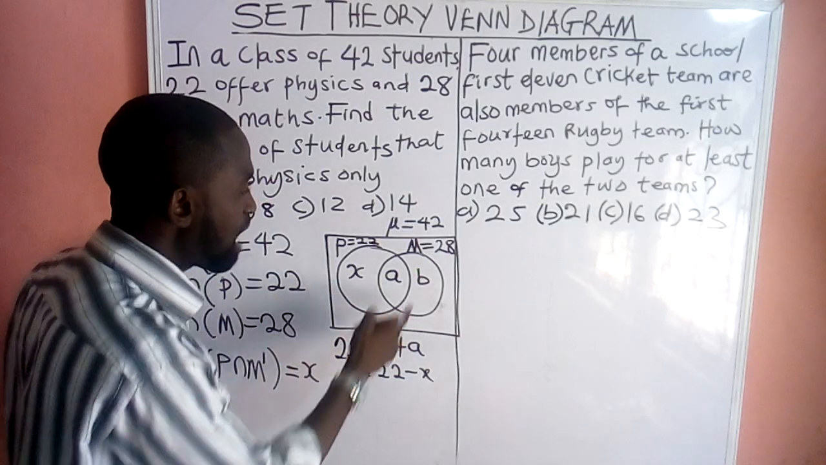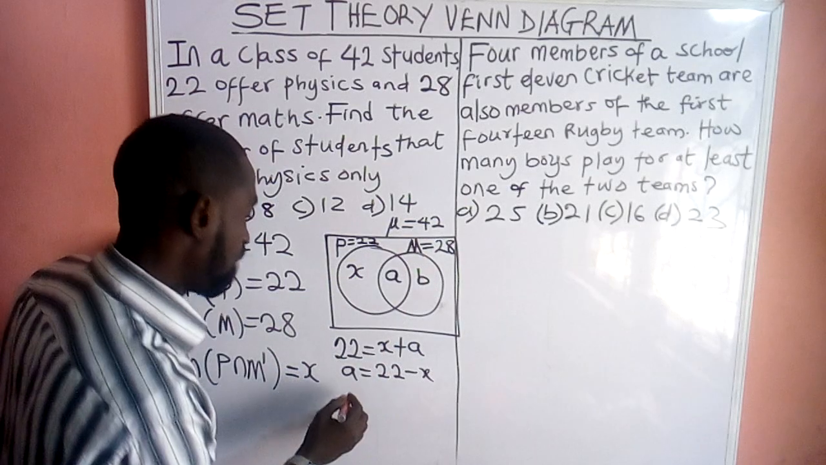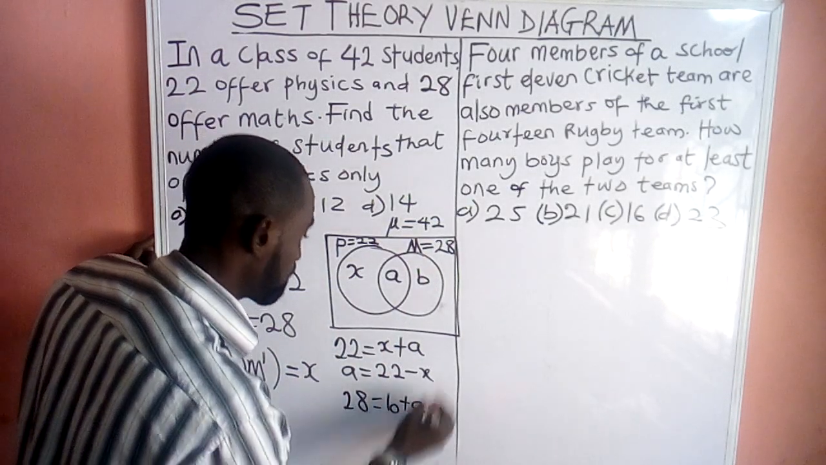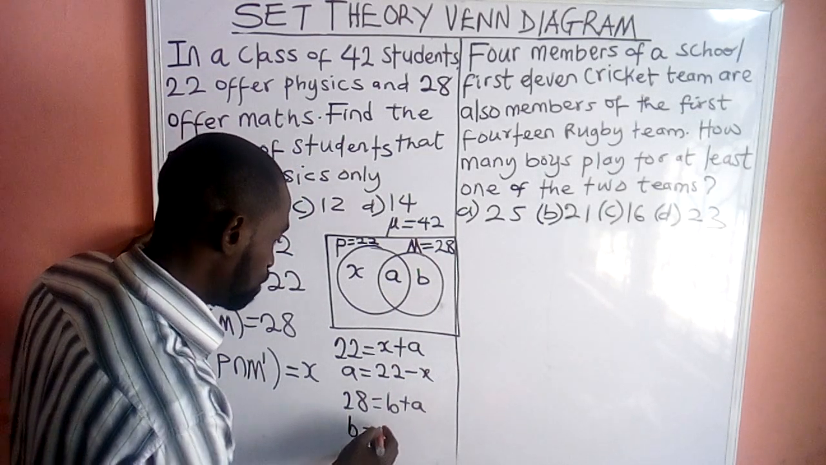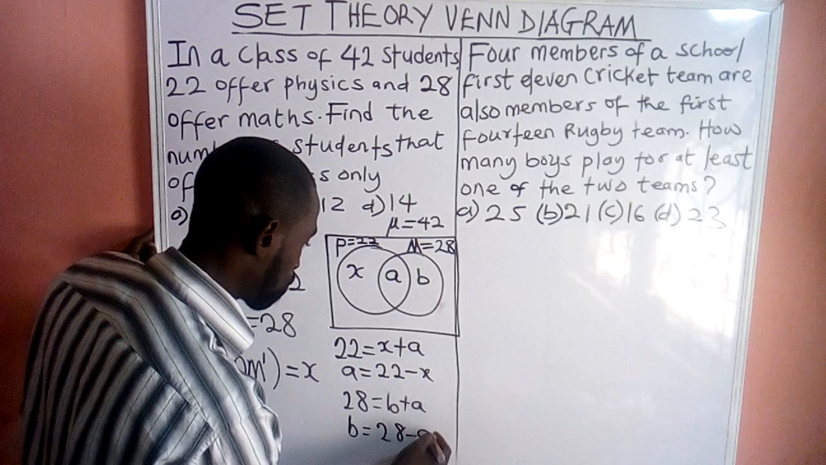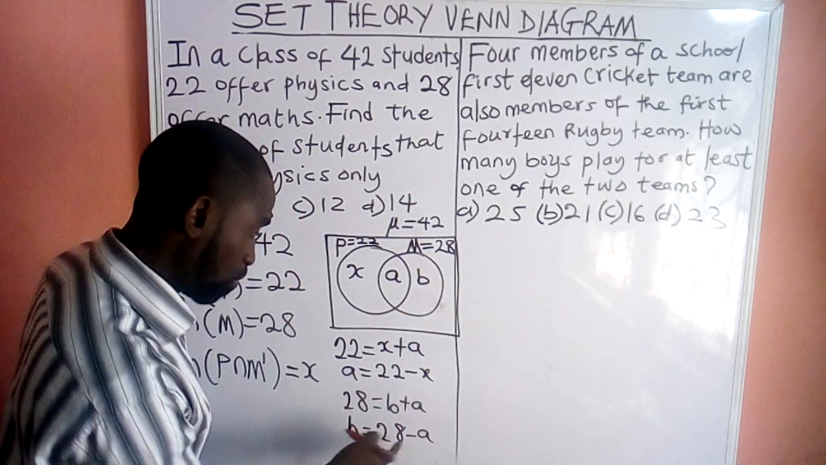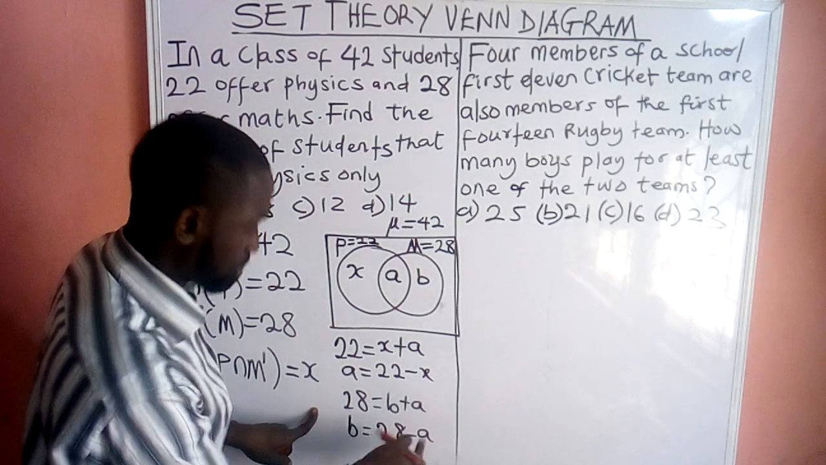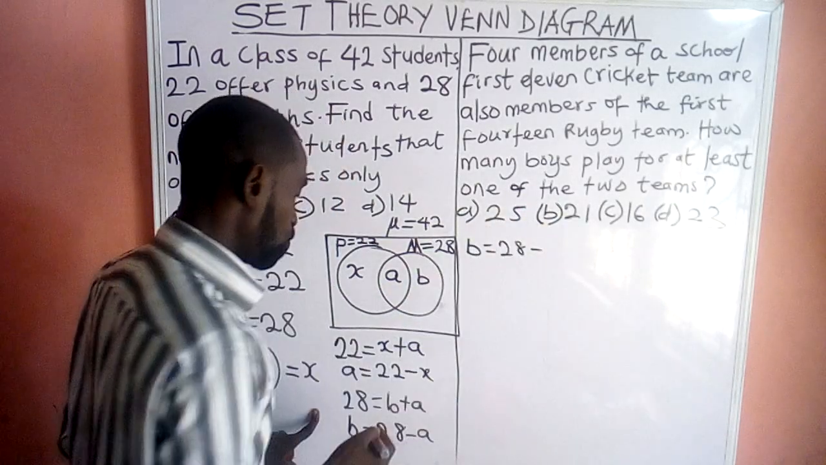Similarly, b plus a will give us 28. So 28 equals b plus a. Class, what is our b? Our b will be equal to 28 minus a. But our a is 22 minus x. Are you with me now? So let me change this to 22 minus x. So we are saying our b will be equal to 28 minus, what do I have here?